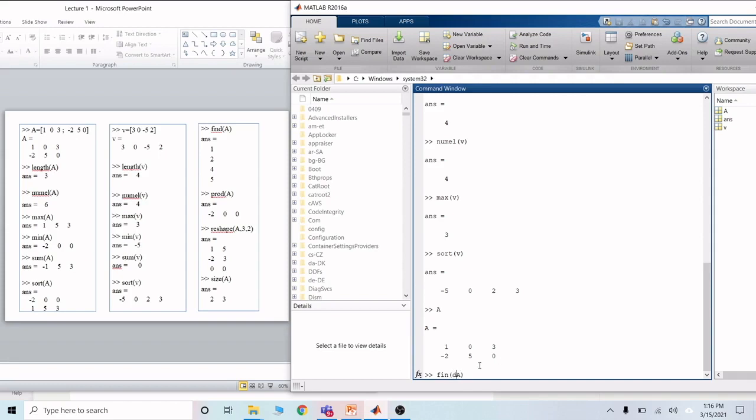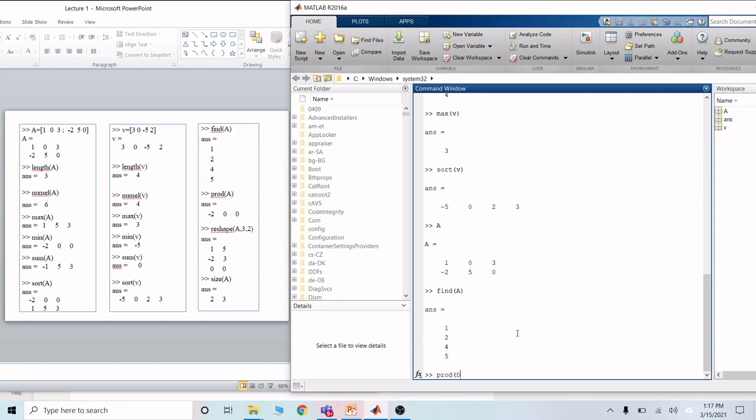Find(A) means the indices of the non-zero elements. 1 is non-zero, so index 1. -2 is non-zero, so index 2. The index of 5 is 4, and the index of 3 is 5. The answer should be 1, 2, 4, 5. Yes, 1, 2, 4, 5. MATLAB reads the matrix column-wise, not row-wise. Generally we read a matrix row-wise, but MATLAB reads matrices column-wise.